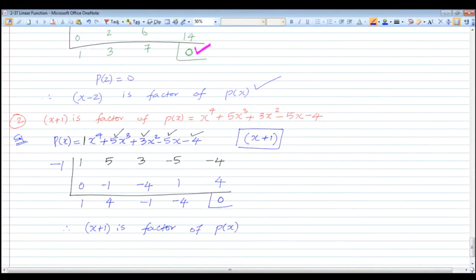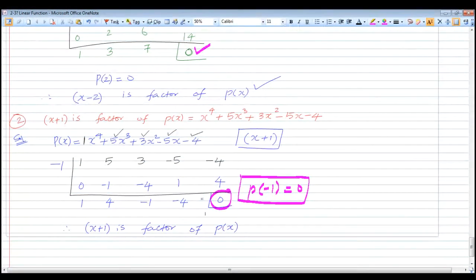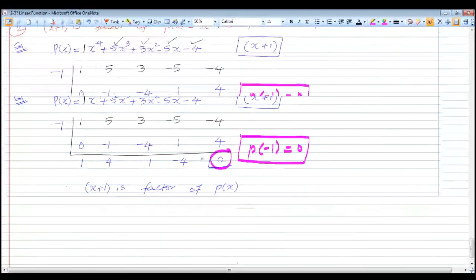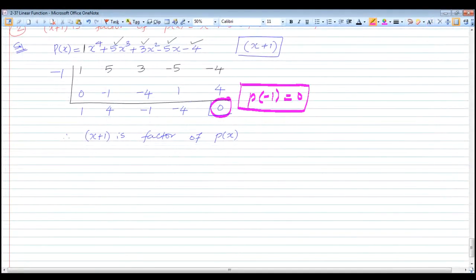Why is it a factor? Since I got the remainder equal to 0. Then only it is a factor. P of minus 1, I got the value 0. That's why I say it is a factor of p of x. Suppose in the same question you do not get the factor, I can write it here.